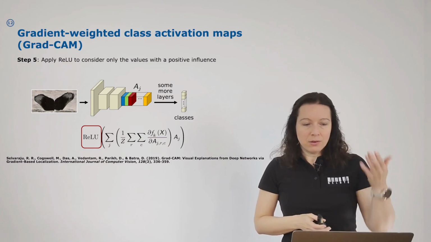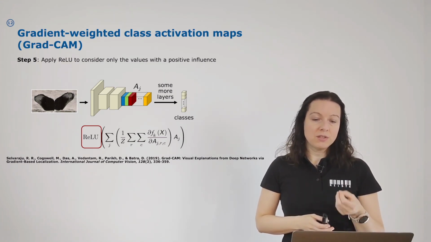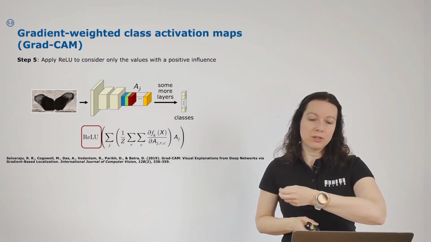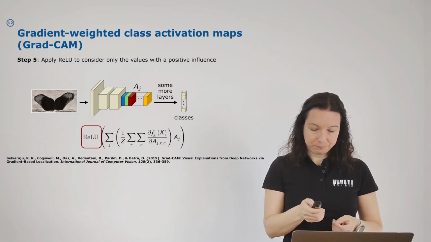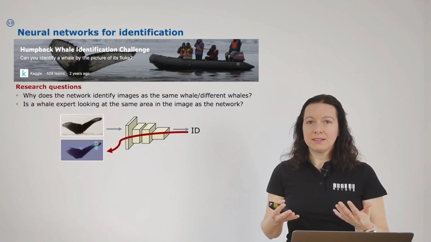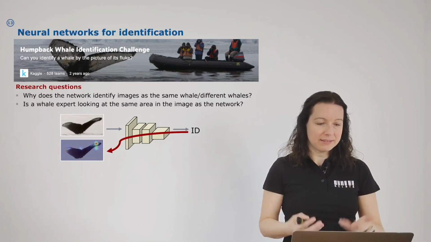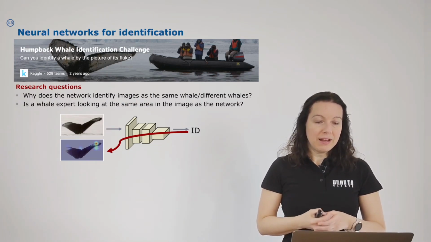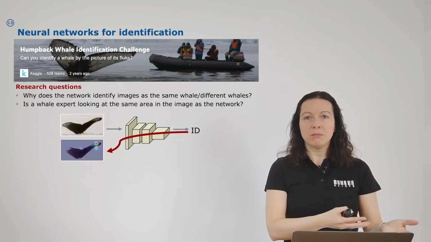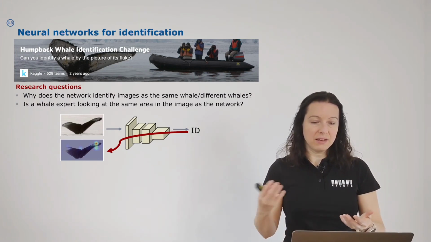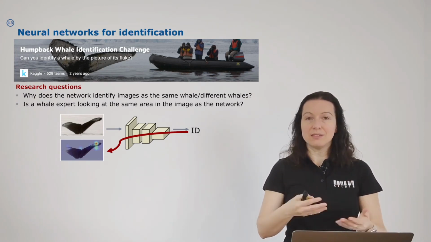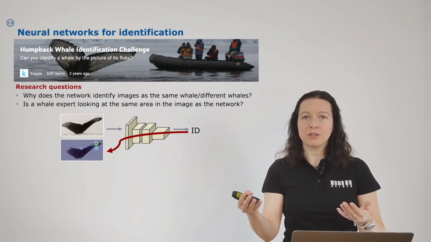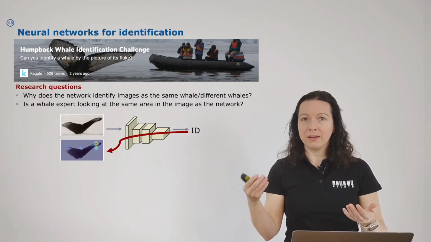Yeah, and also I want to mention it again, this procedure is recommended for the last convolutional layer because it will give the most high-level information. So let's have a look again at our whale example. So the task was you have a lot of images of whales, and you want to classify a specific image into a specific whale ID.